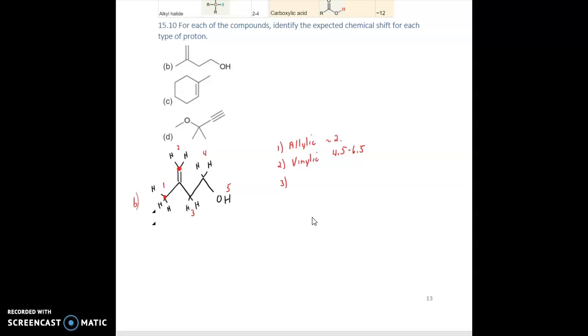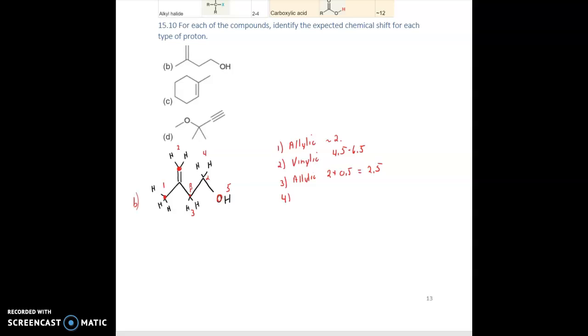The hydrogens at the third position are also allylic. They are 1 away from that double bond. So we expect them to be around 2. But they are also beta to the oxygen. This oxygen right here, these are alpha. This carbon here is beta to those oxygens. And so we expect to add 0.5. We get peak should appear around 2.5.